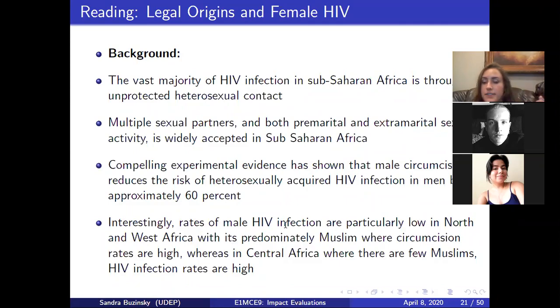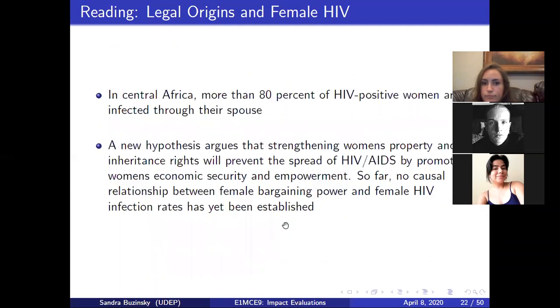In comparison, in sub-Saharan Africa, there are almost no Muslims and also lower rates of circumcision, and they see really high rates of HIV. According to the data in Central Africa and sub-Saharan Africa, more than 80% of HIV positive women are infected through their spouse.